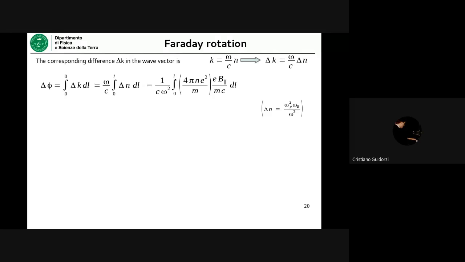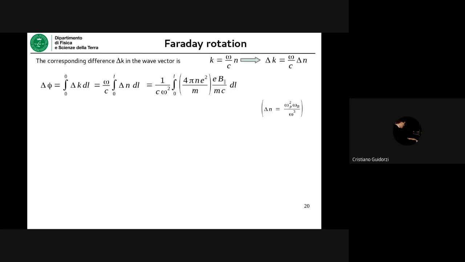And times what? Times the cyclotron frequency. Again, I wrote explicitly what the cyclotron frequency is. You will immediately notice that here I put B parallel. Why? What is that? Well, this B is the external magnetic field that we took as a magnetic field which is completely parallel to the direction of propagation.